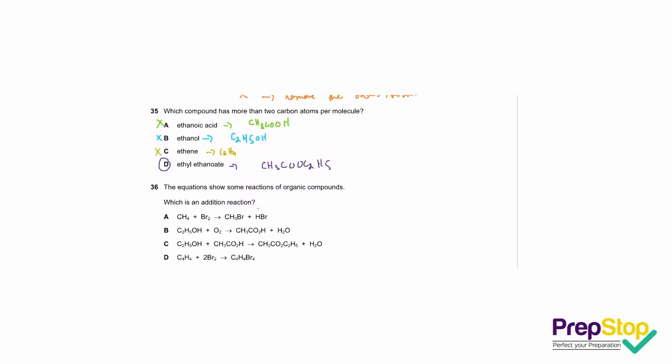Question number 36 is, the equations show some reactions of organic compounds. Which is an addition reaction? Addition reactions are those in which carbon-carbon double bonds are broken down to form carbon single bonds with the addition of more substances. In option A, we have methane plus bromine giving us CH3Br plus HBr. This is incorrect because it is an example of free radical substitution.